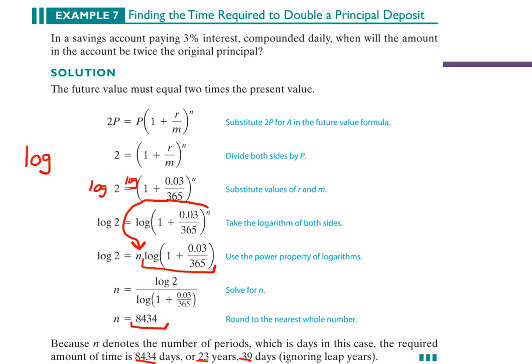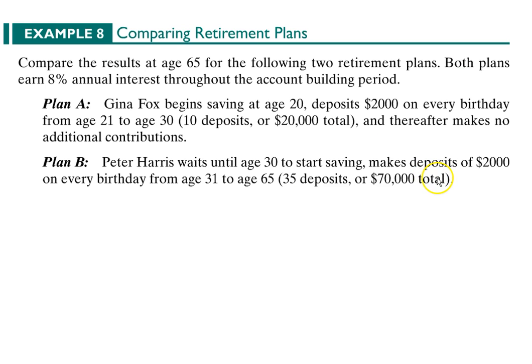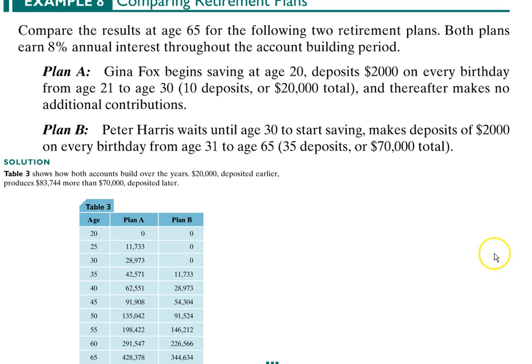All right, let's go on and see what's next. And here they want you to compare retirement plans. Both plans earn 8% annual interest, and then the specifics are given here, and we'll just take a look at this. And notice they have it laid out nicely. And again, you wouldn't be asked to do anything like this. But notice that Plan A at age 65 ends up with $428,000, while the other only $344,000.